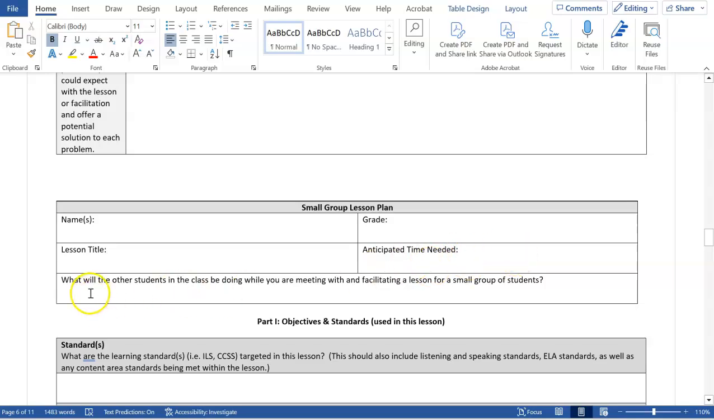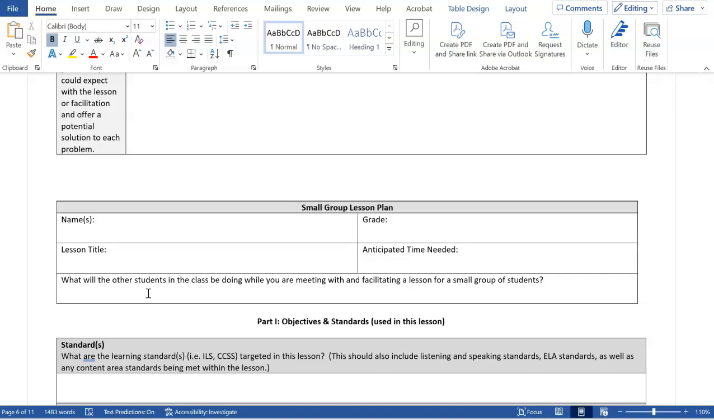include that here. This has an additional section that the large group didn't have, because for your small group lesson, you are going to be designing a small group lesson that you are leading, all right?